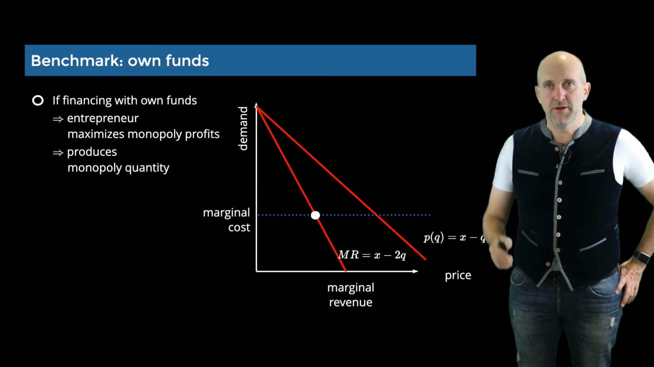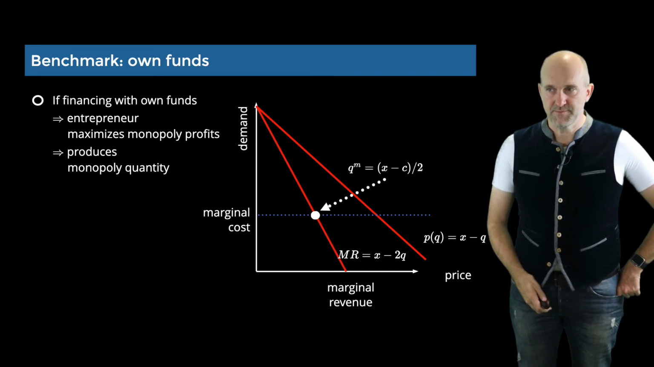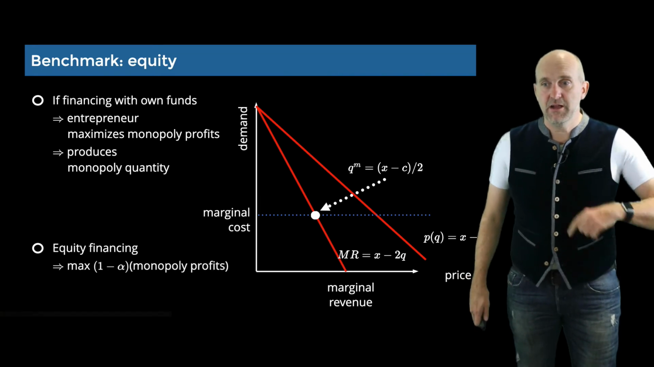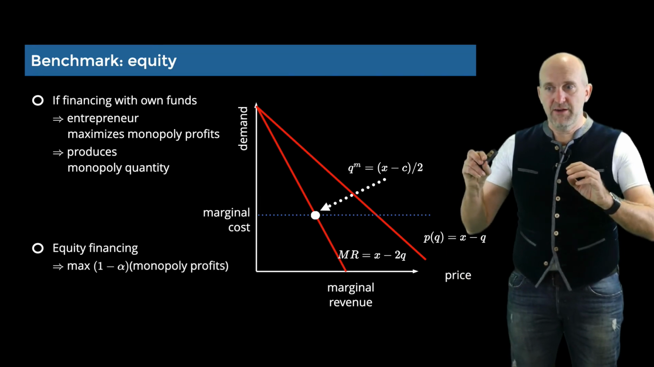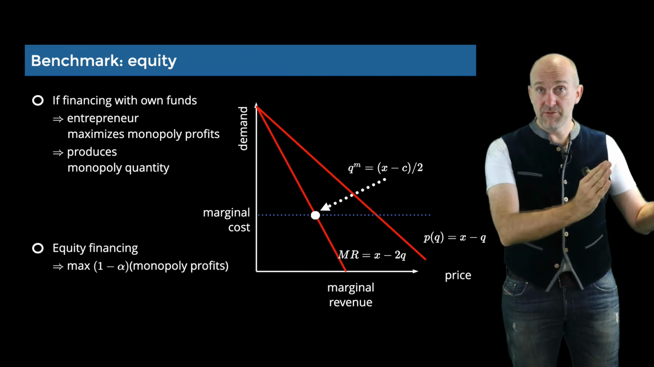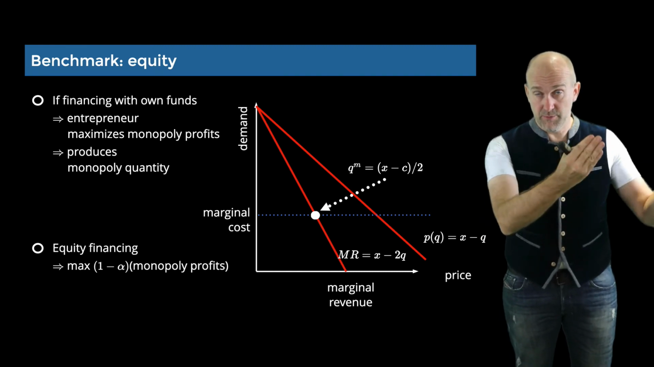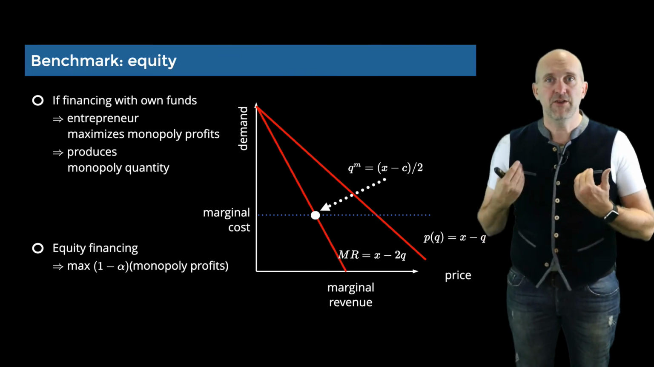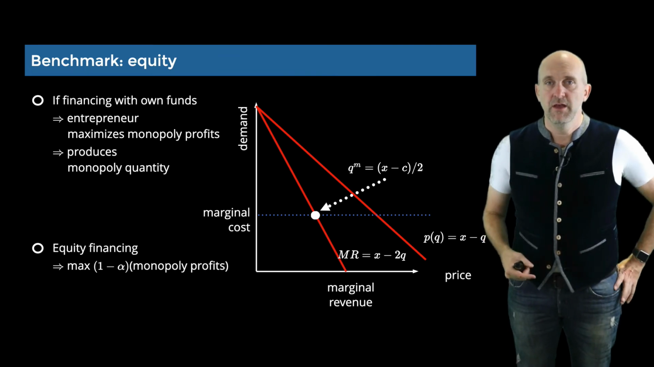This is a particular spot. This is the nice white dot there. You can even write it down. Now, if we do equity financing, how would that work? Well, you have to give a fraction alpha to your equity financiers, or the people who give you the money, and you retain a share of 1 minus alpha of this.